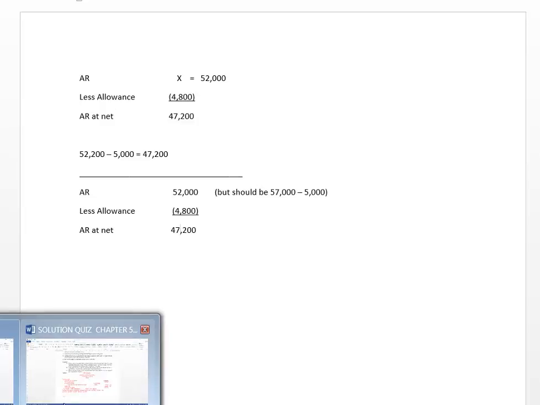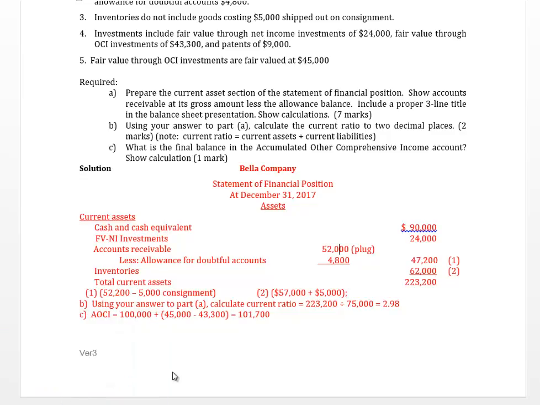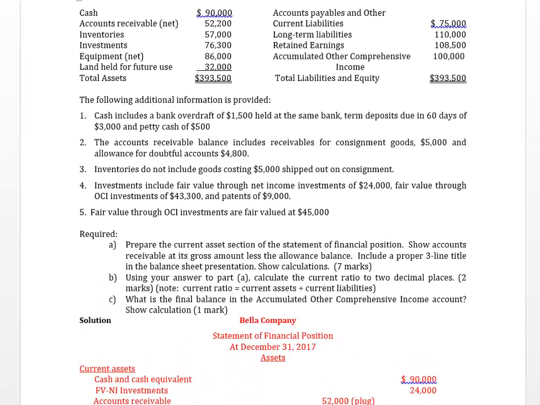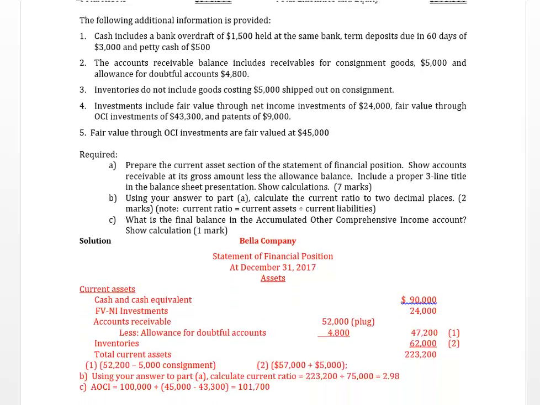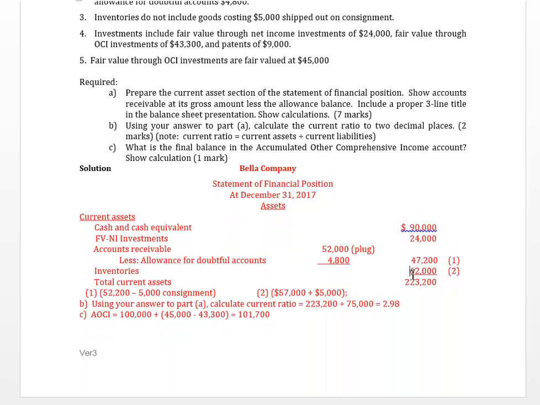So now if I go back to our problem, I have my inventory here at $62,000. Why? Because if you go back to the original statement of financial position, our inventory was sitting at $57,000 right up here. Well, that $57,000 excluded the goods that were shipped out on consignment. But don't forget that consignment inventory belongs to us. So even though it's not on our premises, it needs to be included as part of our inventory count. So we have to add that $5,000 into the $57,000 that we have there to get $62,000.